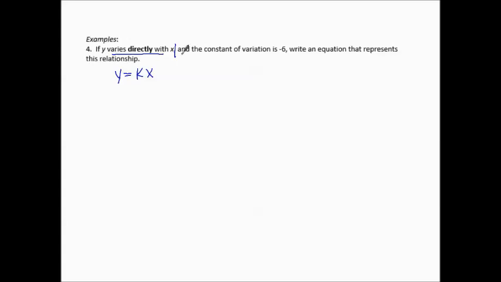Then the next part of the sentence says, and the constant of variation is negative 6. Let's stop there. Constant of variation, that's k, is equal to negative 6. We need to write an equation that represents this. So if I know on y equals kx, k is equal to negative 6, I want to substitute y equals negative 6x. And there is my equation.